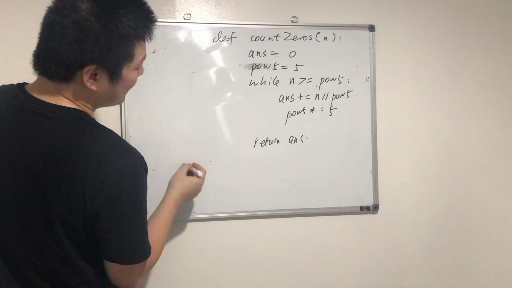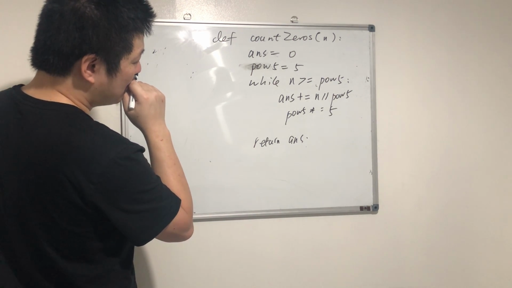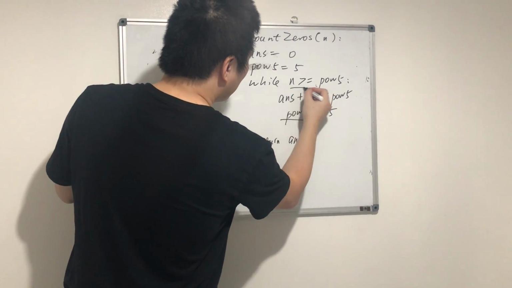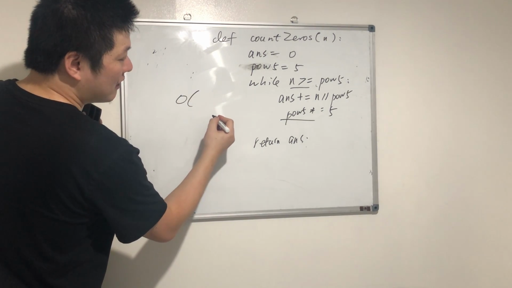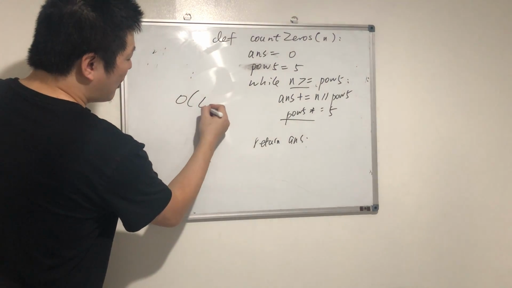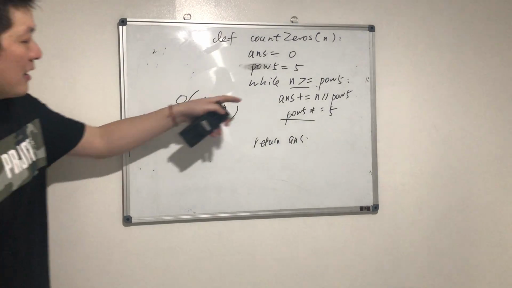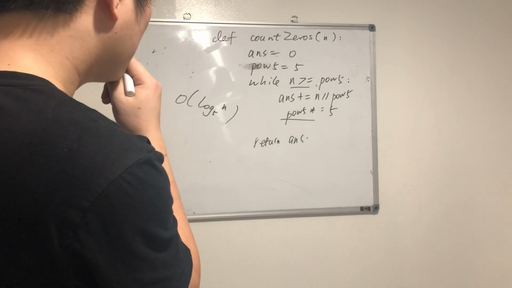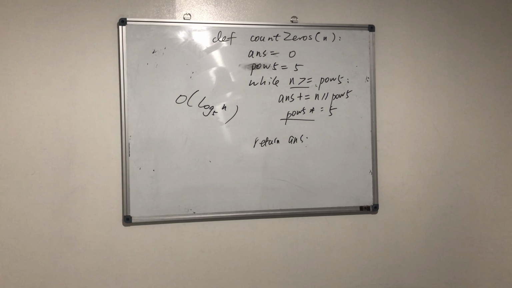So what's the complexity? When talking about complexity you can ignore this part. So the complexity is O of what? Log base 5 of n, right? Because look, we multiply by 5 until it's bigger than n, right? Is it log base 10? No, base 5 of n. Is it true? Let me think about it. Yes.